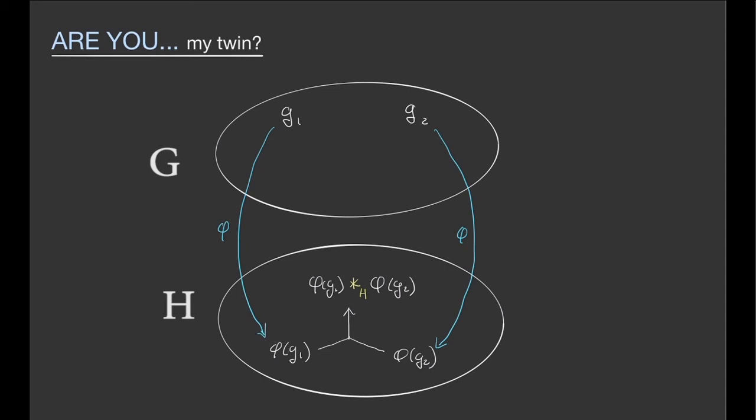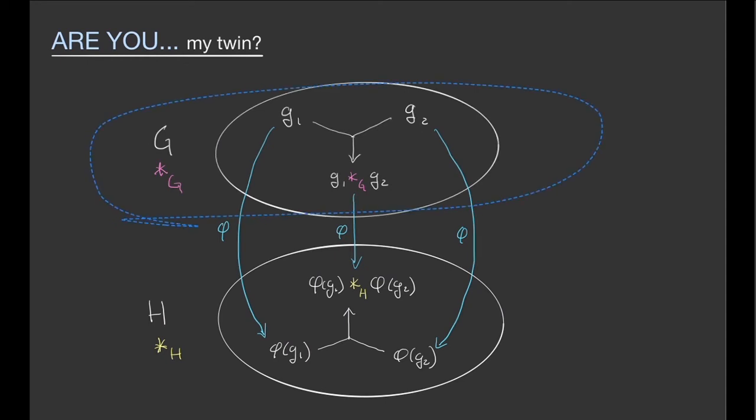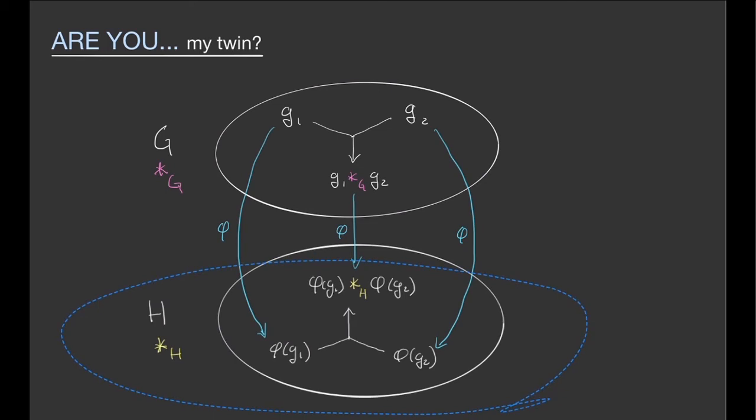Alternatively, we could start in G by combining G1 and G2 to get G1 star G2, where we do the composition within G, and then it should be that once you map with phi, you get the same thing. When we're working in G, we have to work with the composition of G. When we're working in H, we have to work with the composition of H. So it is to say, whether you do the composition while you're just in G and then you do the mapping, or whether you work with the composition after you've already landed in H, either way, you should end up in the same place. So notice we follow to here, or we follow to here, and it should end up in the same place.